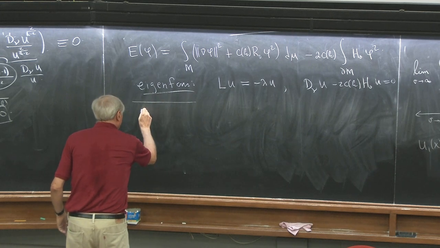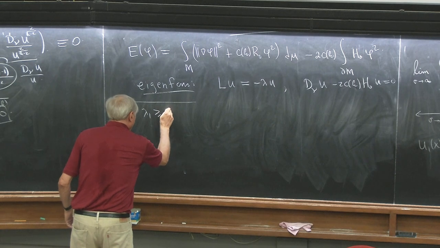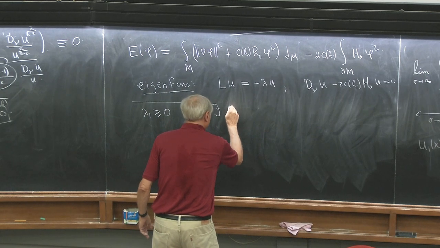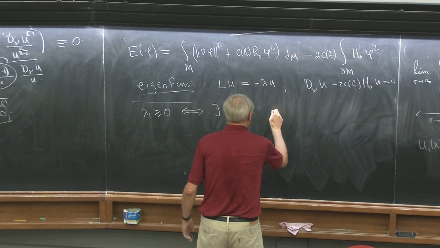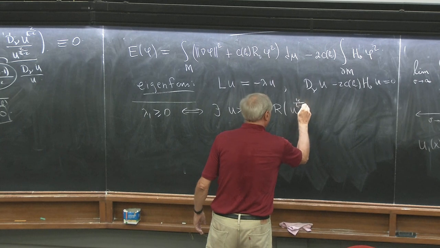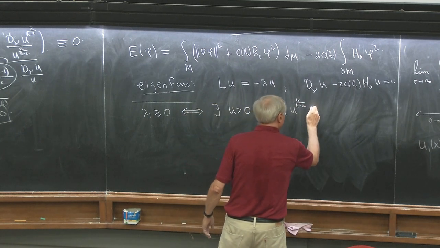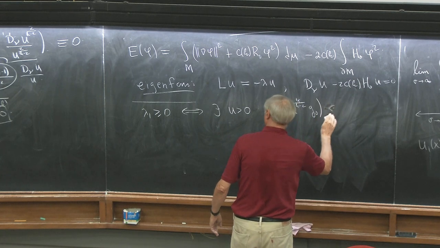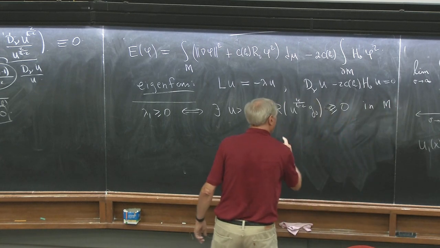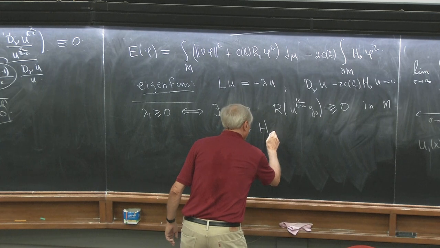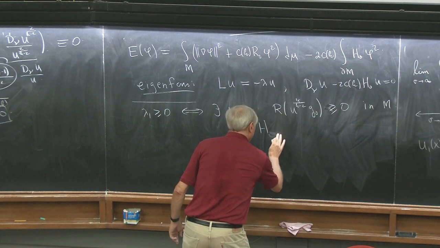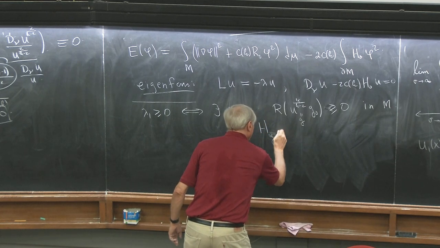So the claim is, in fact, let me just do part of it since I'm running out of time. If I look at the lowest eigenvalue, lambda 1, it is greater than or equal to 0 if and only if there exists a positive function u satisfying that the scalar curvature of u to the 4 over k minus 2 times g naught is greater than or equal to 0 in M, and h, the mean curvature of the boundary of M with respect to this metric, let's call this g, h_g is identically 0.